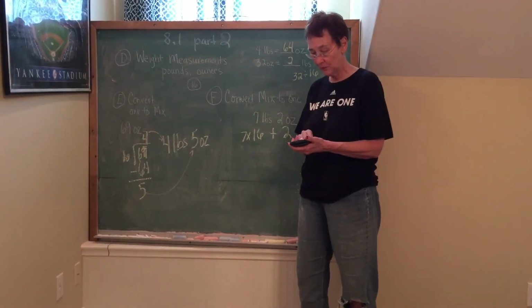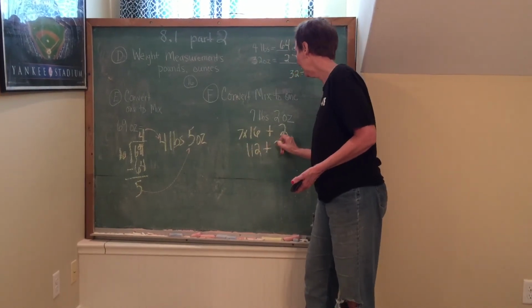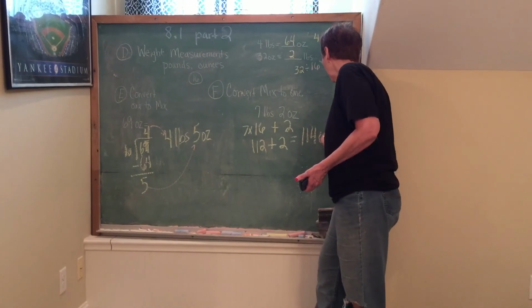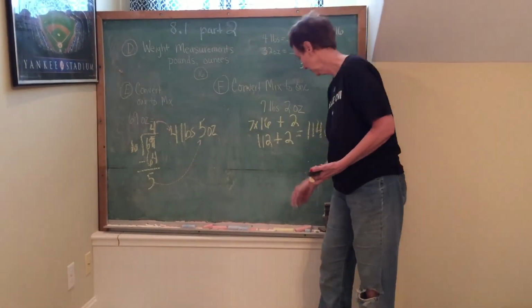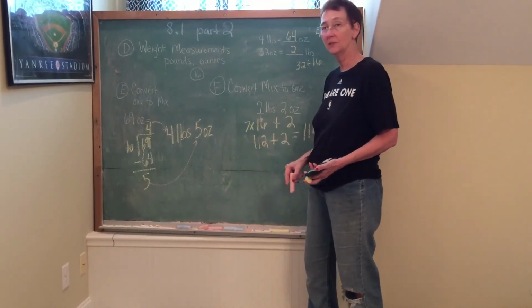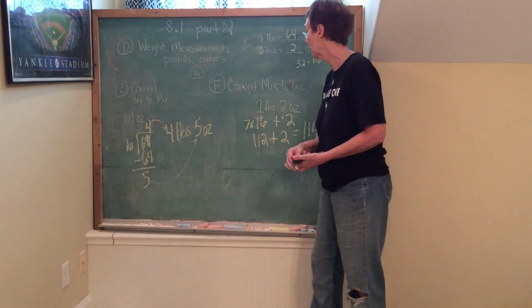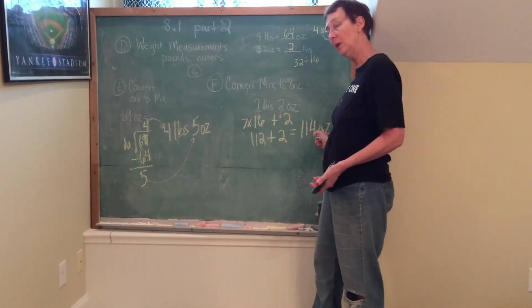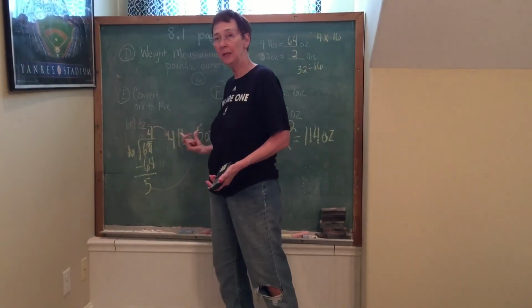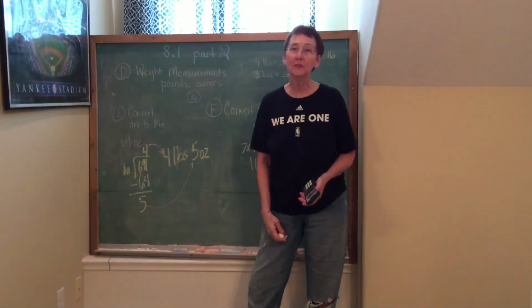So 7 times 16 would be 112. I add the 2 leftover ounces I had, and that's how I get 114 ounces. Remember, you take how many pounds and you multiply them times the 16, and you add your ounces. So if you're going from a mixed to a single one, you multiply and add. If you're going from a single one to a mixed, you divide and subtract. So now you can finish 8.1.